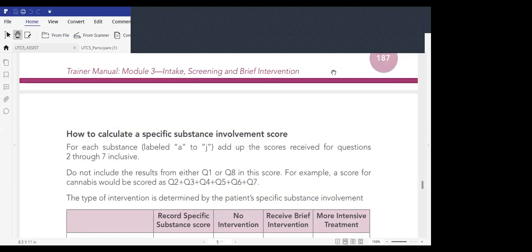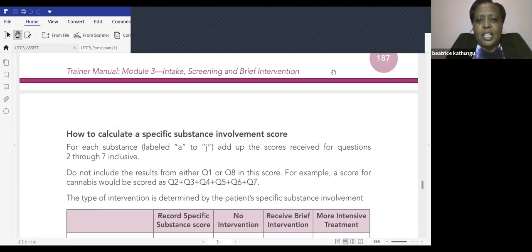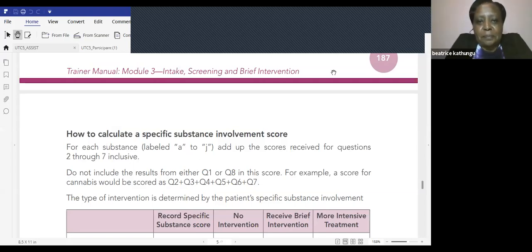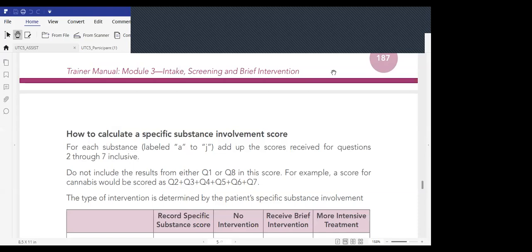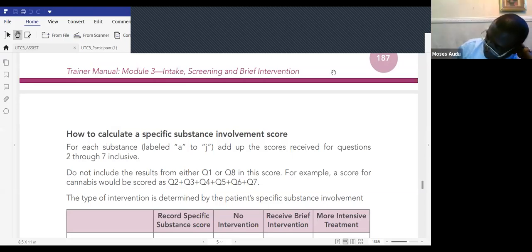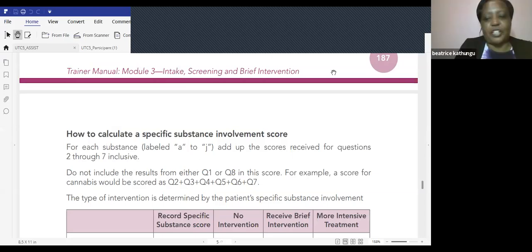I got 11. Ehigiato, you got 11. That's 11 for sedatives. Another person, Ujunwa, with a different answer? Ujunwa got 11. Moses, what did you get? 11. So let's go through the questions very quickly for sedatives.